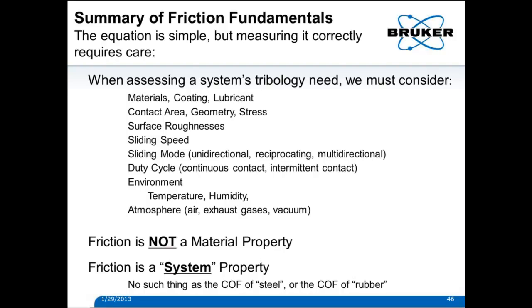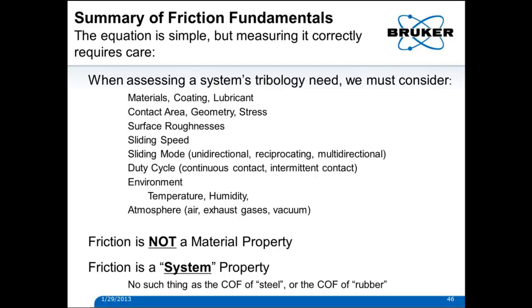When assessing a system's tribology needs, we must consider the materials, whether there's a coating, whether there's a lubricant, the contact area, the geometry, the contact stress, the surface roughness, the sliding speed, the sliding mode, the duty cycle, whether it's continuous or intermittent, the environment, temperature, humidity, and the atmosphere. Is it air? Is it exhaust gases? Is it vacuum?